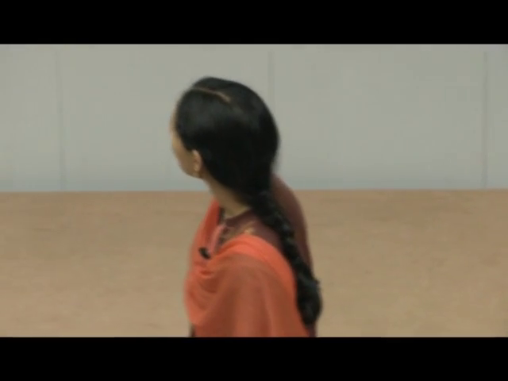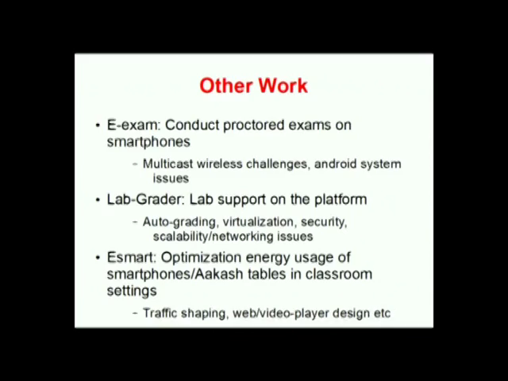There are some wireless challenges there because pushing and pulling happens. If there are 100,000 students or even 500 students, then things will collapse. The wireless infrastructure will collapse. There are also some Android security kind of issues involved.